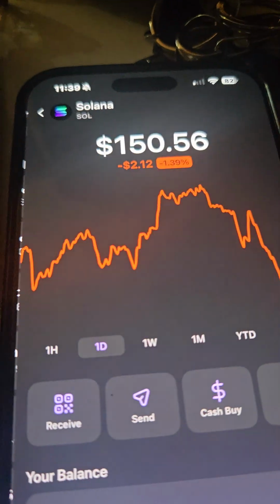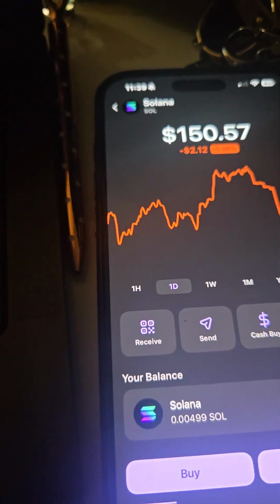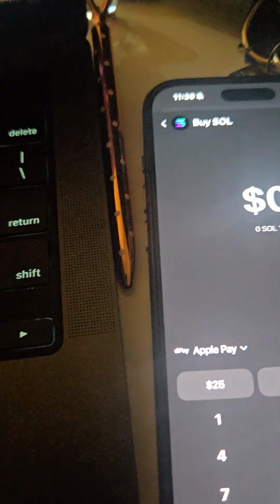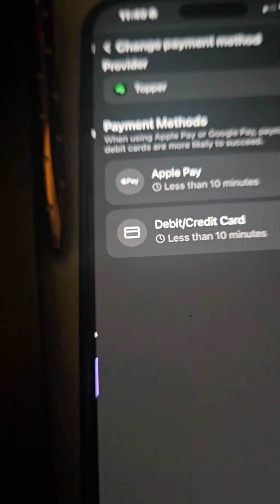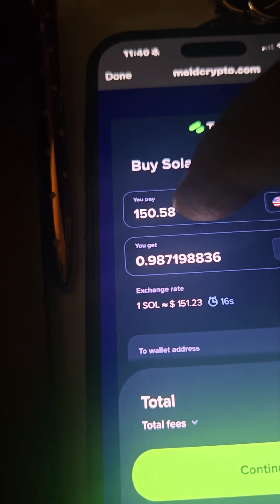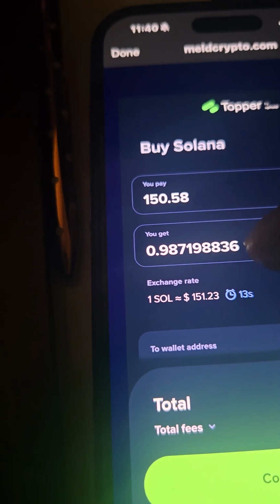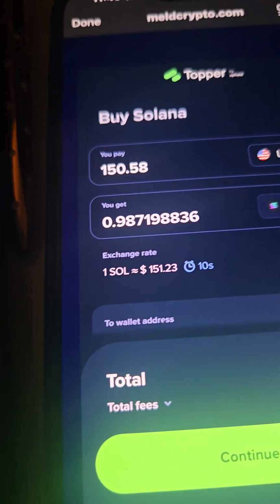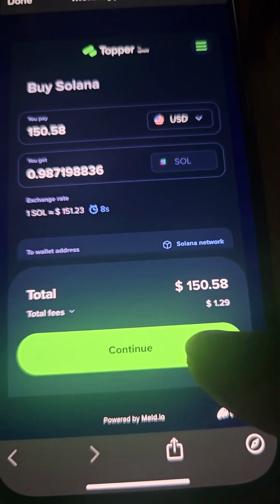You're gonna go here to Solana. Now listen, we're focused on Solana. So you can click Cash Buy, because you're gonna buy Solana directly from them. And just tell it that you want to buy 1 Solana, okay? It's only $150, so we're going to buy 1 Solana, okay? Then it's going to say I can buy it with Apple Pay via Topper, or I can change it to my debit or credit card via Topper, and I can click Continue, and it will ask me for my information. So it says I'm paying $150. I'm going to receive 1 Solana minus the fee of $1.29. And I'll just hit continue.